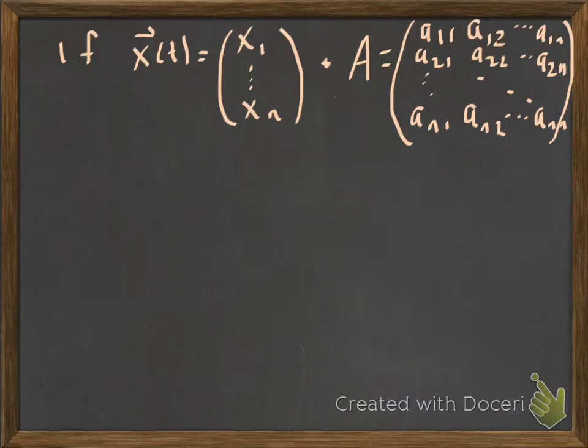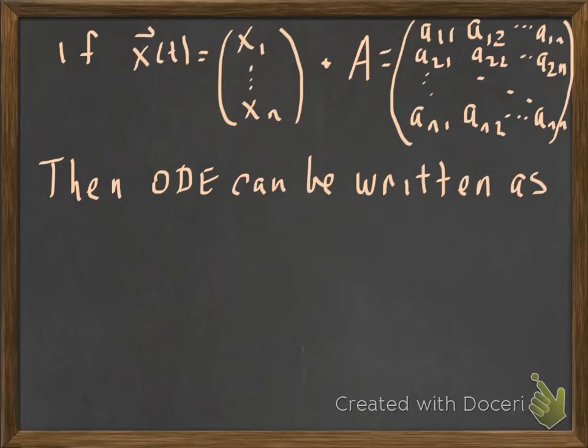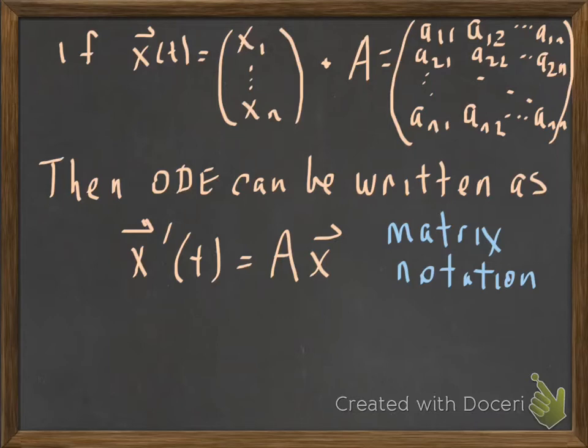So let's let x(t) be the vector x1 through xn, a column vector, and let's let A be what we'll call the coefficient matrix. So it's the matrix created by taking all of those coefficient terms. Then we can write our system of differential equations as x'(t) equals A times x. That's shortcut notation, or what we call matrix notation, for that system of differential equations. And here we'll call x my solution vector.